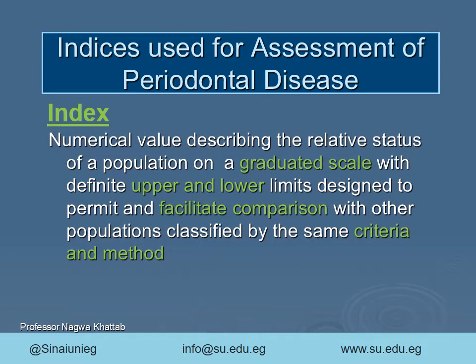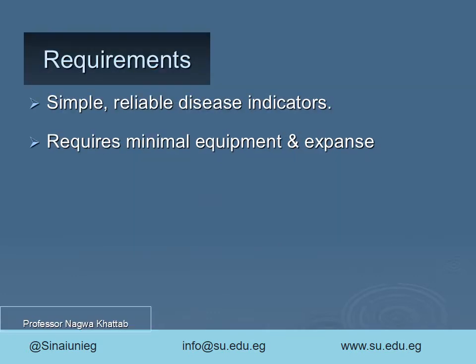زي ما قلنا قبل كده، the index is a numerical value describing the relative status of the population on a graduated scale with definite upper and lower limit, designed to permit and facilitate comparison with other population classified with the same criteria and method. The index should be simple, reliable disease indicator.